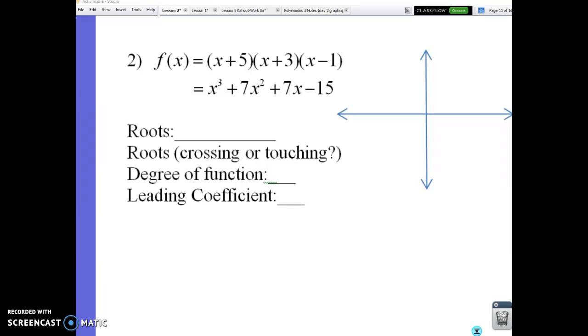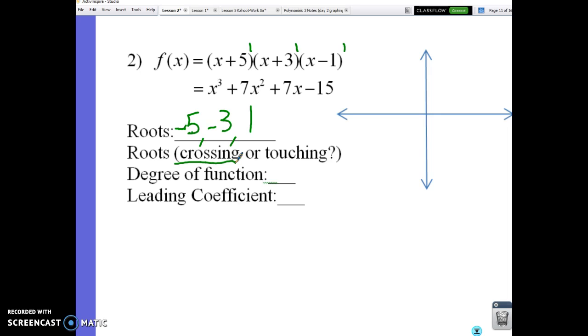Alright, so I'm going to go over problem 2 so you can check your work on this one. So the roots are at -5, -3, and 1. They're all to the first power, none of them are to the second power. So these are all going to be crossing.